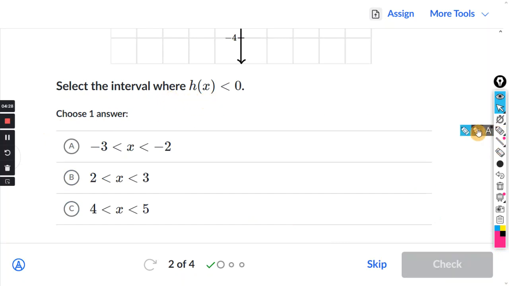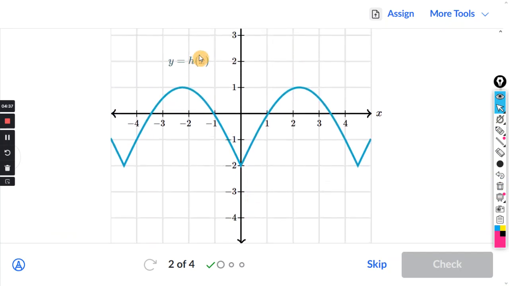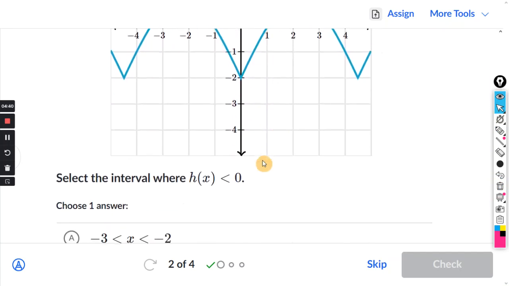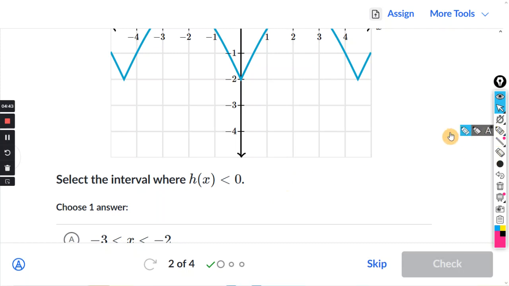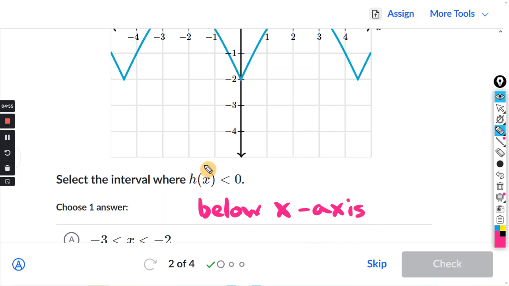All right, select the interval where h of x is less than 0. In other words, y is less than 0. I'm sure they named the function h of x. They want the interval where it is less than 0, and that just means below the x-axis. If the y value is how far up or down, and you want the part that's less than 0, it's going to be the negative section of the graph, the y values below the x-axis. Let's look at the choices here.